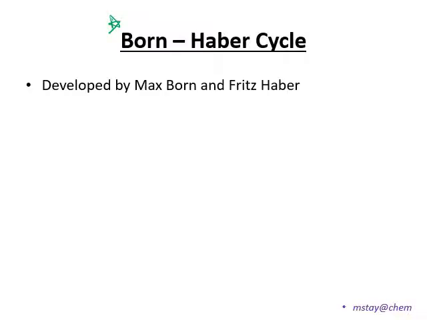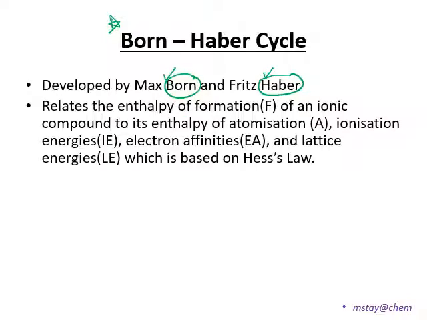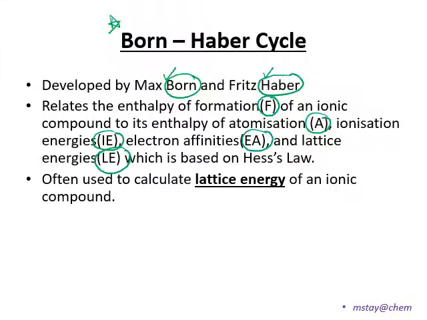Okay, now we go to the main content for this video, the Born-Haber cycle. Basically, this Born-Haber cycle was developed by Max Born and also Fritz Haber. So that's why we use both of their names, Born and Haber. In this Born-Haber cycle, we are going to relate the enthalpy of formation for an ionic compound with the atomization, ionization energy, electron affinities, and also lattice energy. So basically, these are the 5 types of enthalpy involved in the Born-Haber cycle.